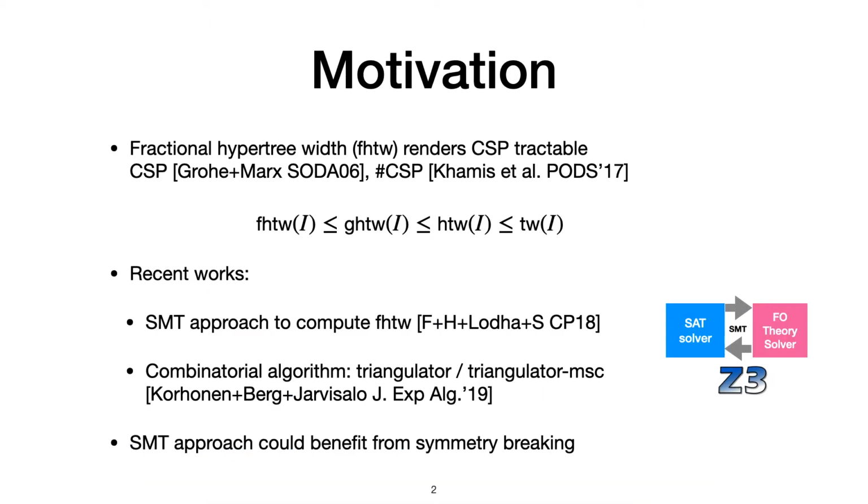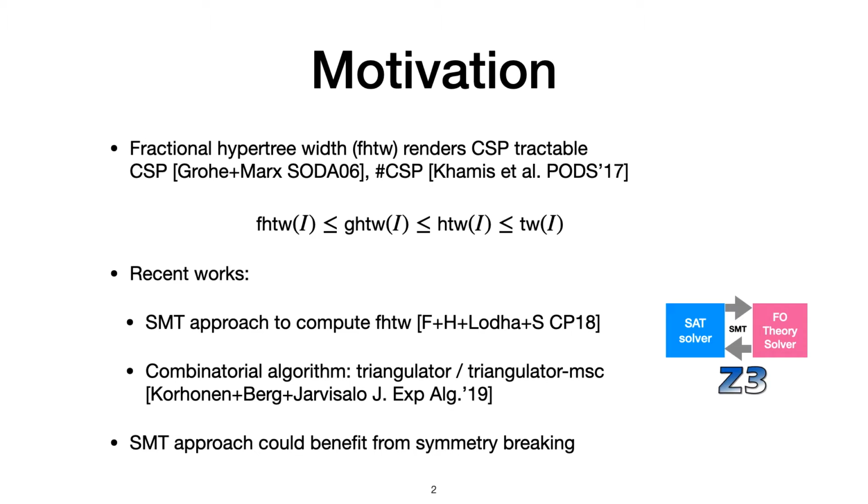Let's start with the motivation. Fractional Hypertree Width is a combinatorial measure that renders CSP as well as #CSP tractable. More precisely, it makes instances solvable in time polynomial in the instance size and exponential in the fractional hypertree width. It's the most general known structural restriction that guarantees polynomial time solvability of CSP, and in particular it is more general than Treewidth.